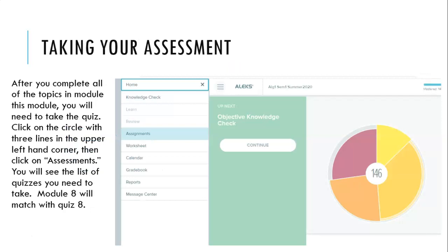Don't forget to take your assessment, as that will be a big part of your grade. The ALEKS won't automatically give you your assessment. You need to find the circle with the 3 lines. You need to click on Assignments, and then you need to find Quiz 8, which will match with Module 8.